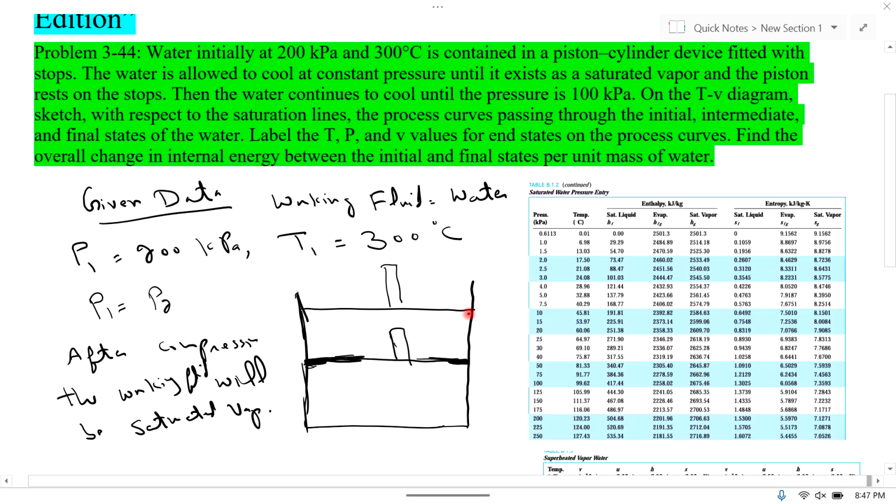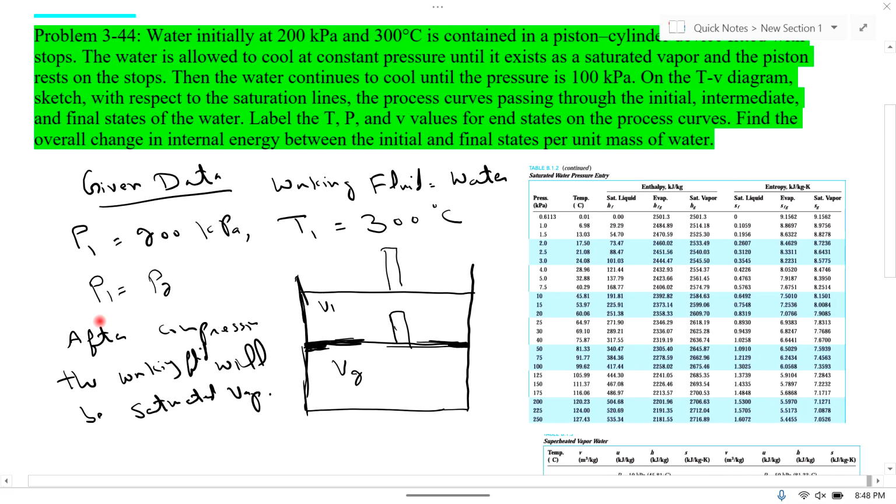So this is V1, the total volume initially. Here the volume is V2. After compression, the working fluid will be saturated vapor and the piston rests on the stop. It means that we cannot further decrease the volume. Now we are cooling the system, but we cannot decrease the volume because here are stoppers. So if we further cool the system, the pressure will decrease.